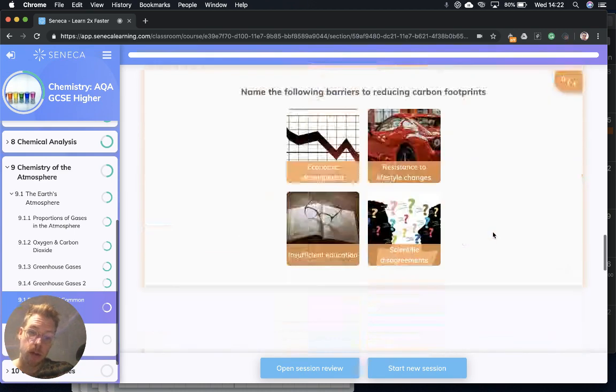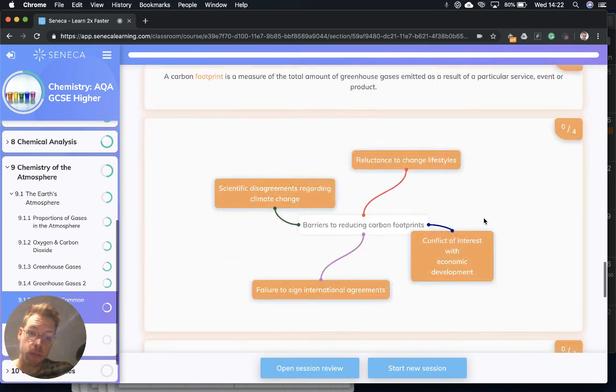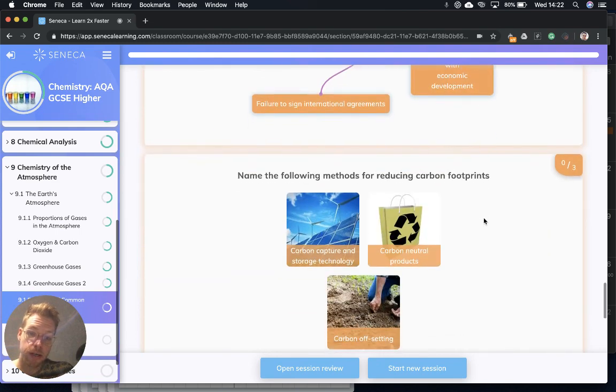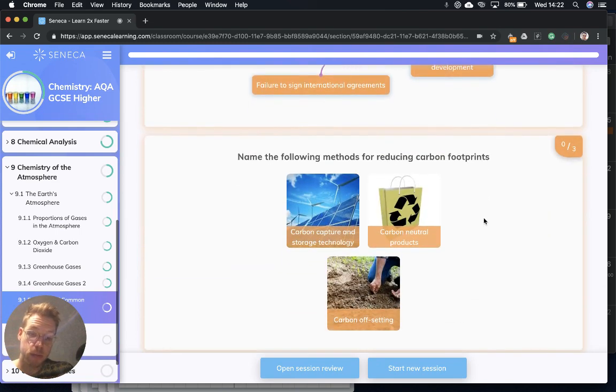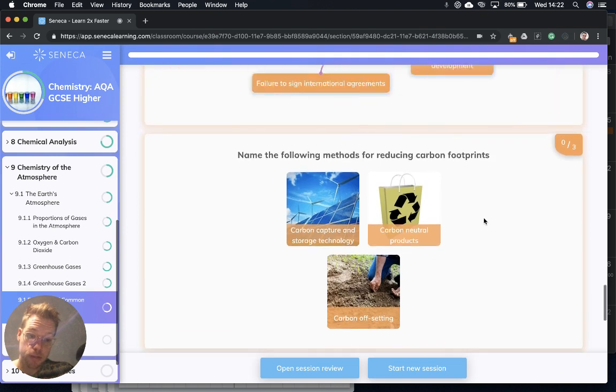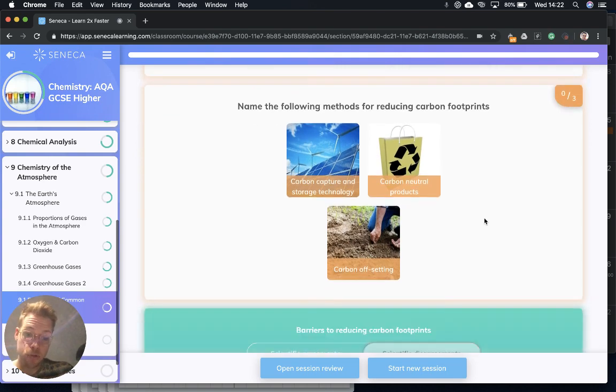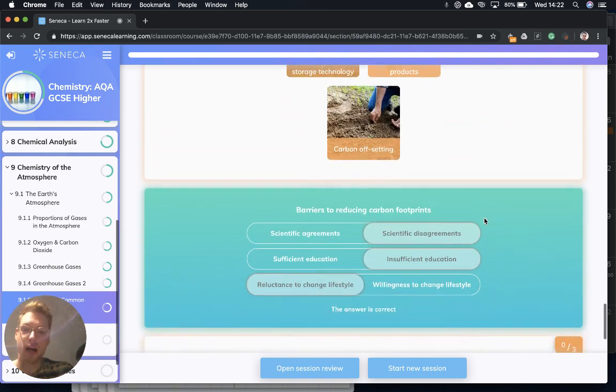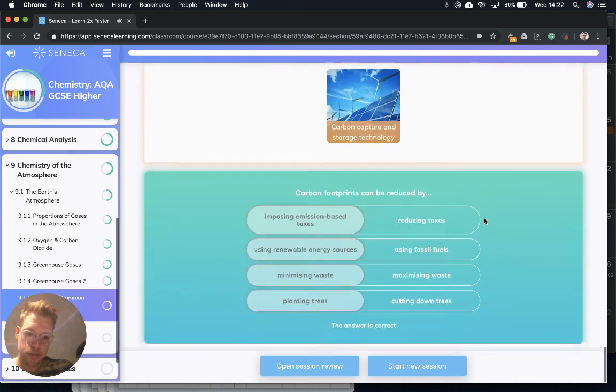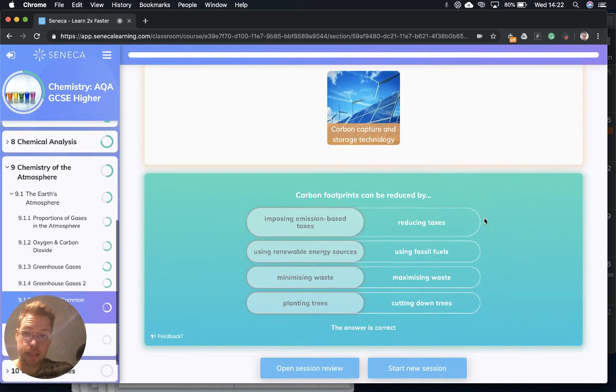Okay. Now, do we remember the following methods which can reduce carbon footprints from the beginning? I know you can. Come on, dig deep. So we've got carbon capture and storage technology where CO2 is stored deep underground, the use of carbon neutral products, and carbon offsetting. So that brings us to the end of this episode.